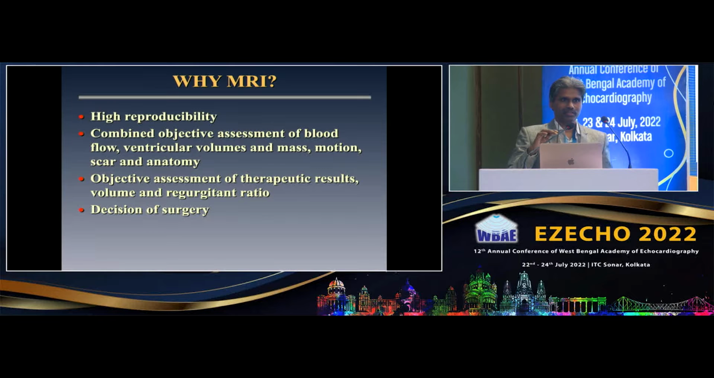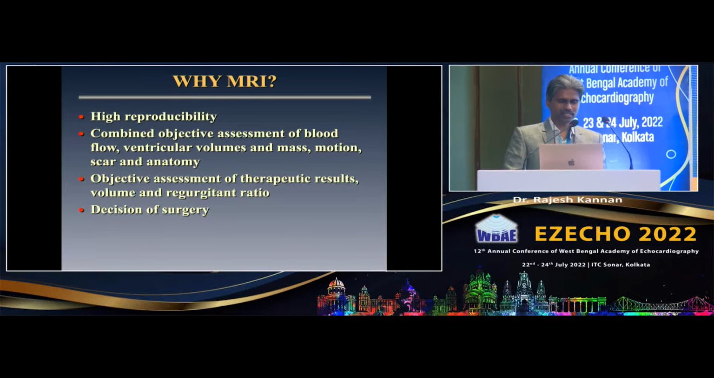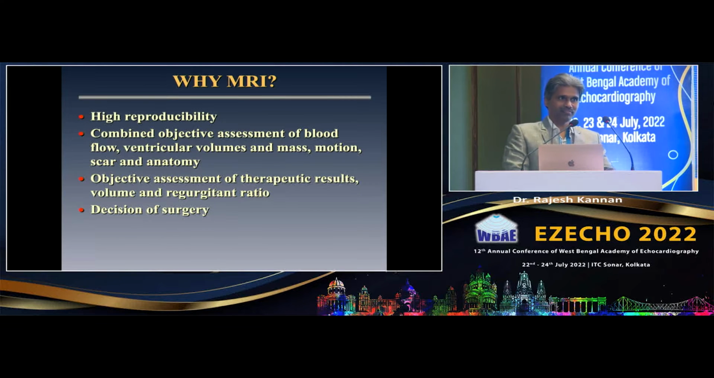Why MR? As Dr. Sanjay has already discussed the different pulse sequences available and an overview of clinical applications, in pertaining to valvular heart disease, why do we need an MR where echo can give you most of the information? The main advantage of MR is its high reproducibility and the combined objective assessment of blood flow, ventricular volume, mass and motion. Importantly, it can assess the scar and other anatomical information.